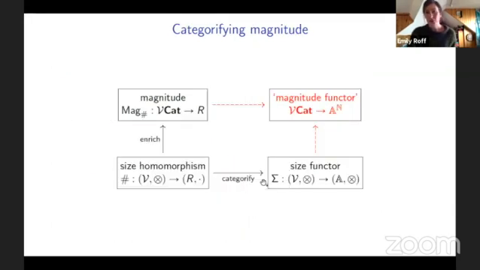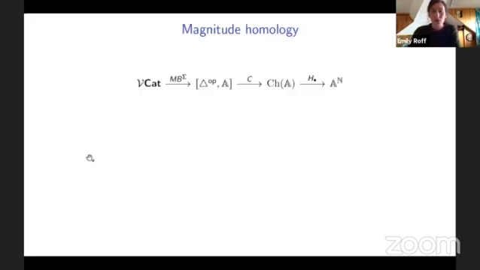So now I need to tell you how to lift the size functor to a magnitude functor on V-Cat, and this is going to be valued in the category of n-graded objects in A. Let's see how it works. Okay, so here's the idea. Magnitude homology is going to be constructed as a composite of 3 functors.